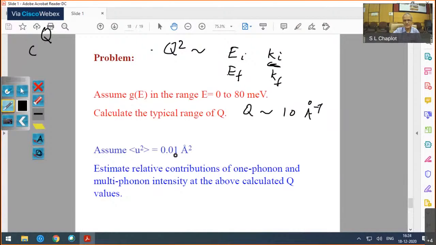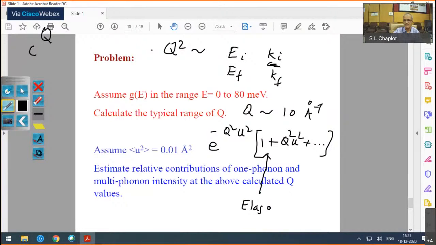And if you have a U square, then you have a factor which is e to the power minus Q square U square, and the various terms. So that is proportional to the elastic term, and these are proportional to one phonon and the multi-phonon terms and so on.